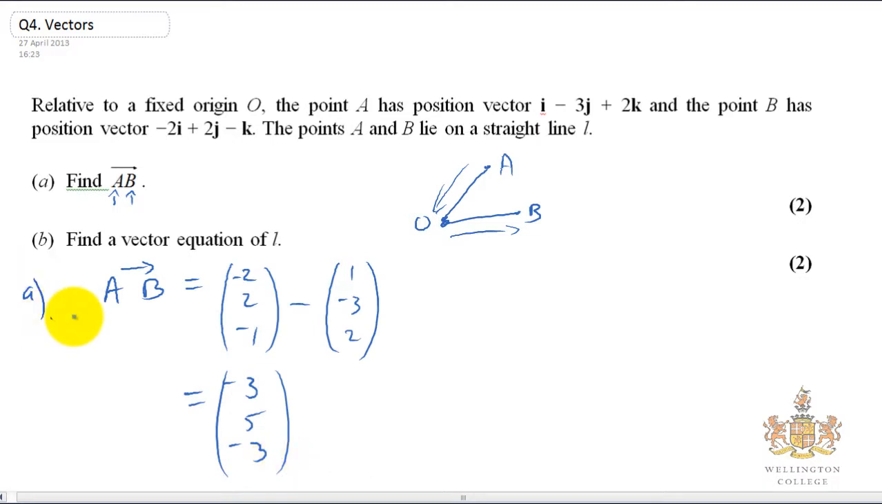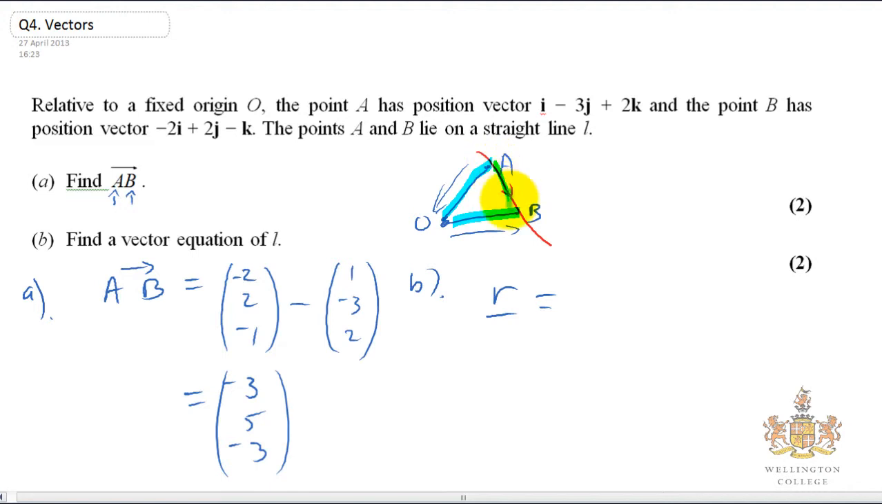That's part A. Part B, we want to find the vector equation of L. So we're going to find the vector which represents L. And the way we do this is going to be representing this line between A and B. It should be a straight line. Now what we need to do to find that is we need to first of all find a way of getting to the line. Now we can use either OA or we can use OB to find a way of getting to the line. And then we need to find a direction vector.